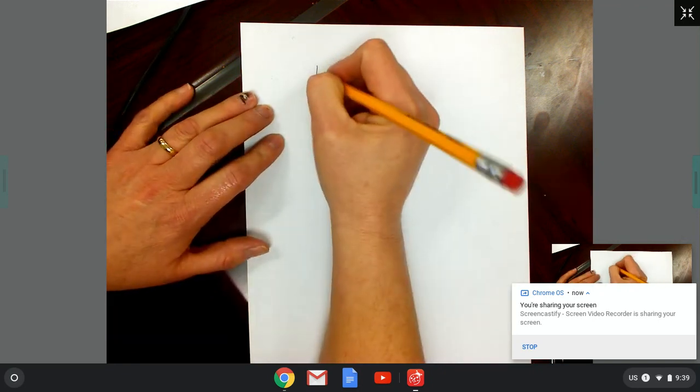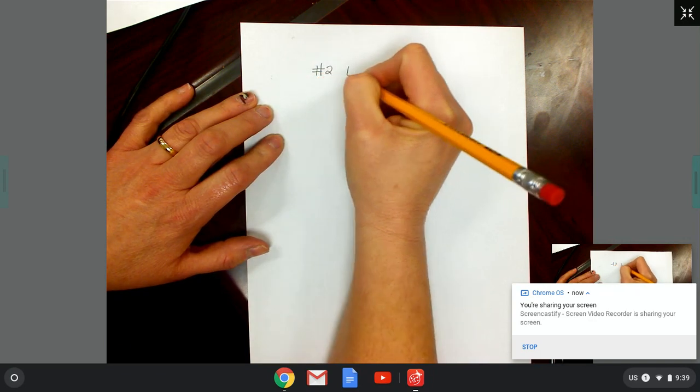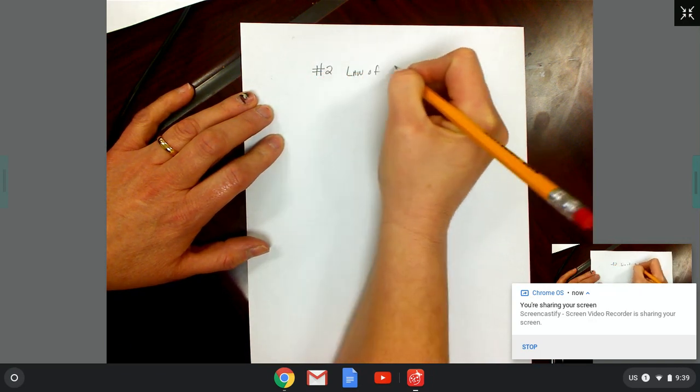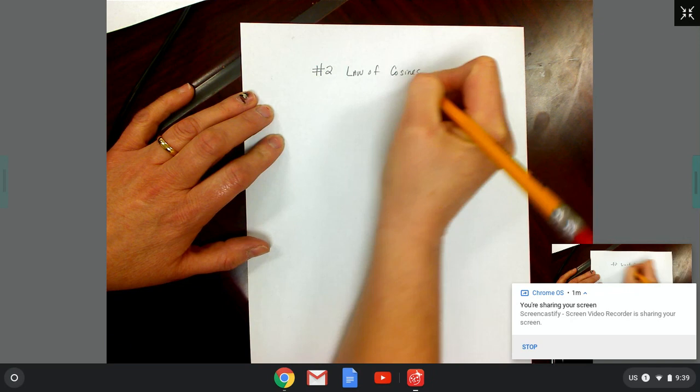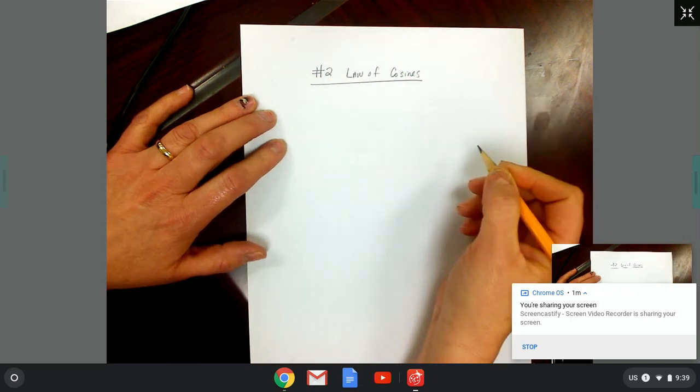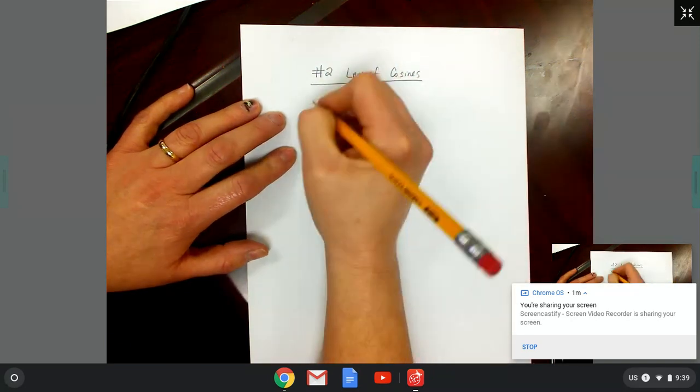This will be our notes number 2. It's on law of cosines. There's 3 formulas that go along with the law of cosines.